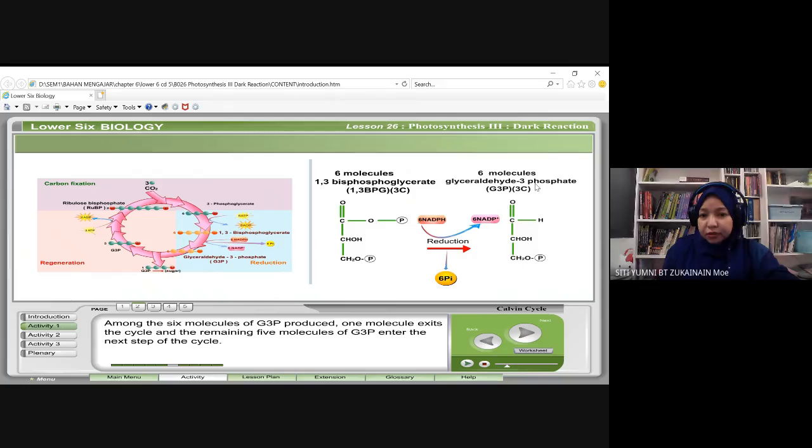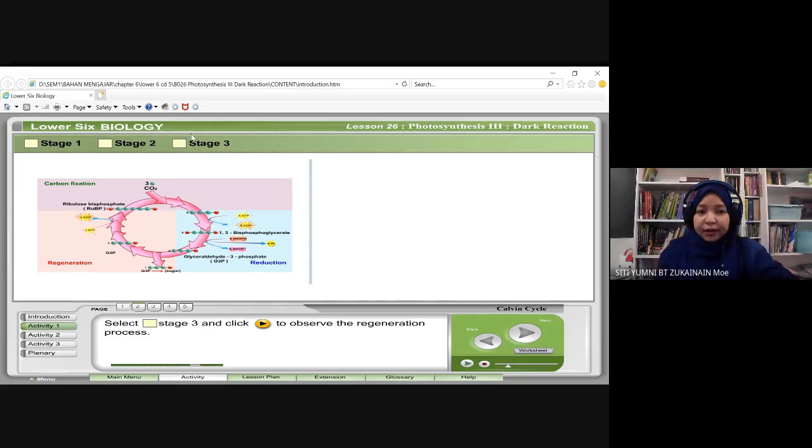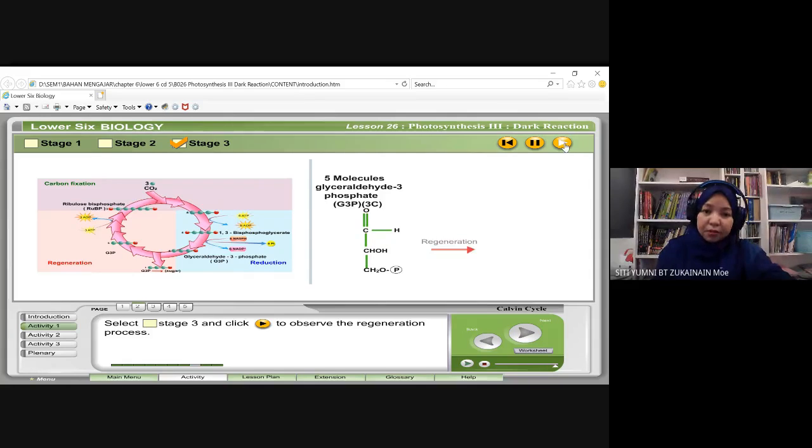So among the 6 molecules of G3P produced, remember this please, one molecule will exit the cycle and the remaining 5 molecules of G3P will enter the next step of the cycle. So the molecule that exits the cycle is utilized in producing sugars, proteins and lipids. Okay, then stage 3 of the Calvin cycle is a regeneration process.